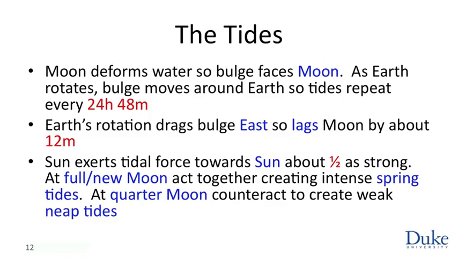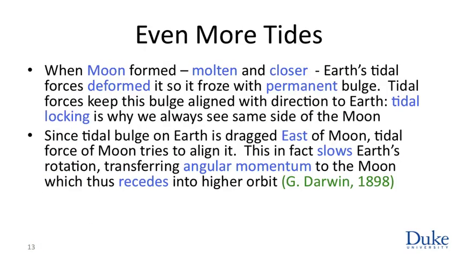Now, in addition to the Moon, the Sun exerts a tidal force directed towards the Sun with about half the strength of that of the Moon. At full or new moon, these act in concert, creating the intense tides we call spring tides, which have nothing to do with spring. Whereas at quarter moon in either direction, the Sun's deformation counteracts the Moon's deformation, and you get the relatively weak neap tides. Cool, something we understand. Even more consequences of tidal forces.